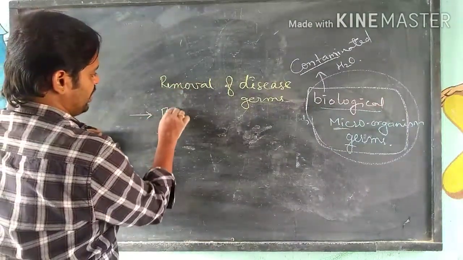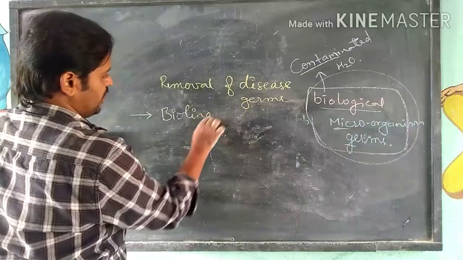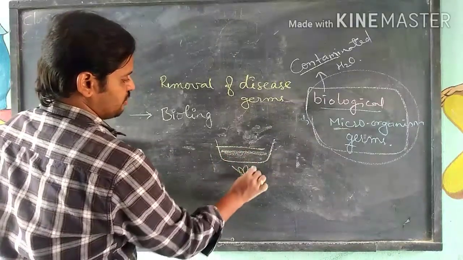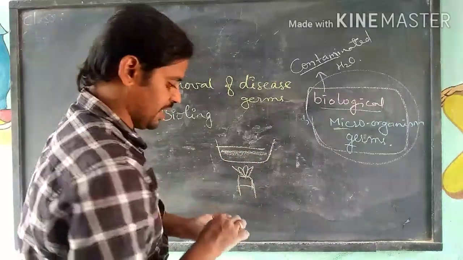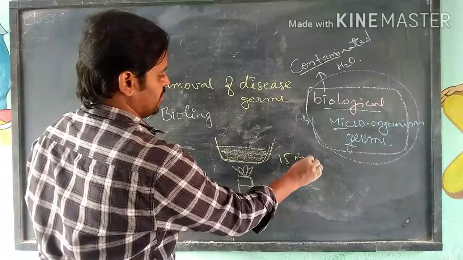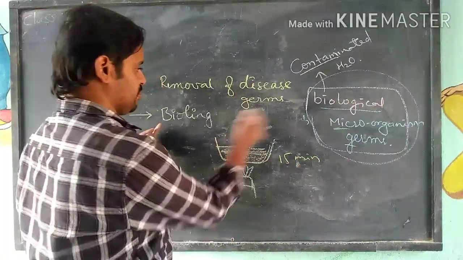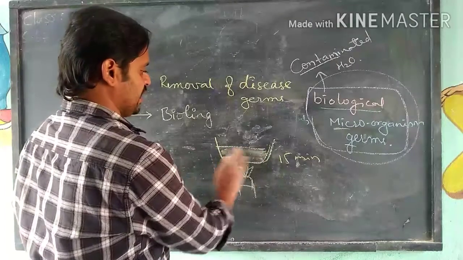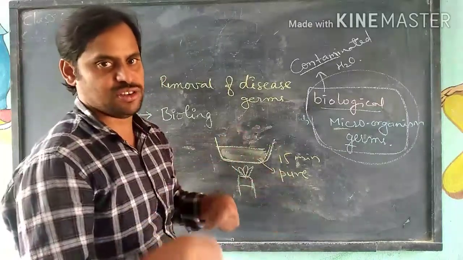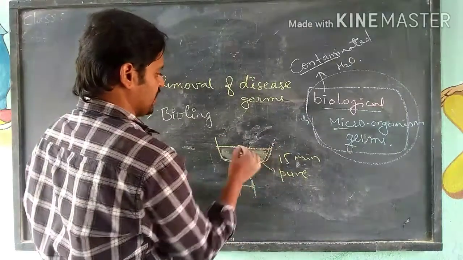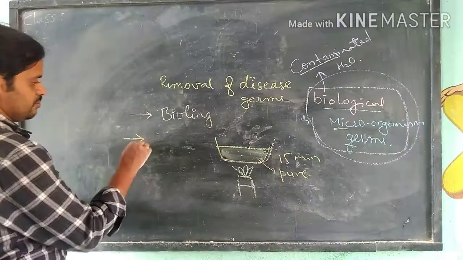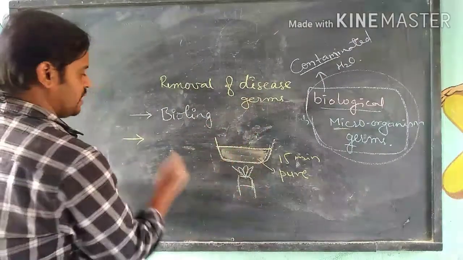First process is by boiling. Pani ko ugalna. Just simply put the water on fire, then the water becomes boiled. Boil it for 15 minutes. Whatever germs and microbes are present inside will die and the water becomes pure. Then cool it down and consume. So definitely we should drink boiled and cooled water. By boiling we can remove the germs.